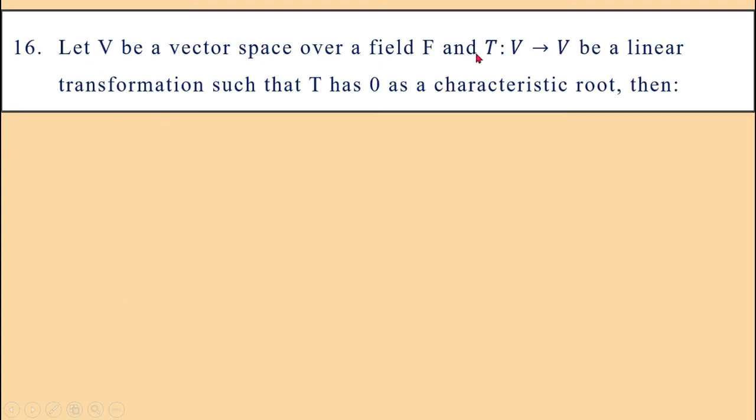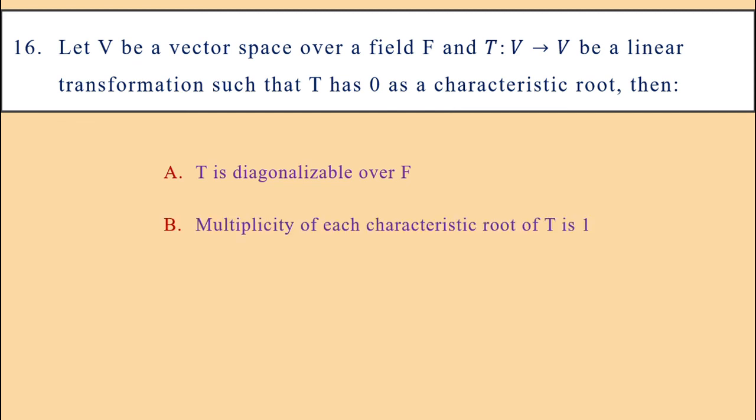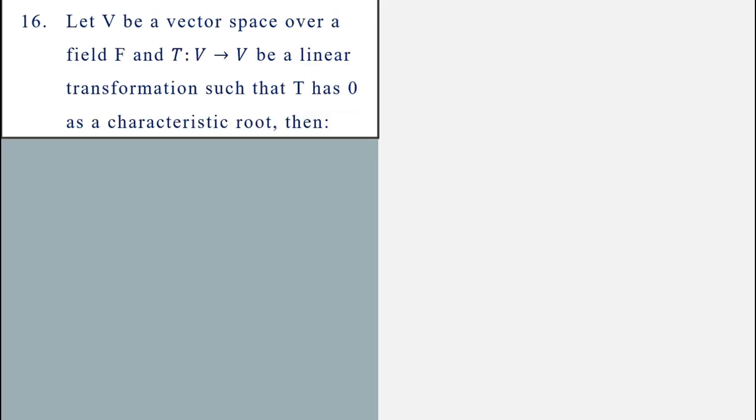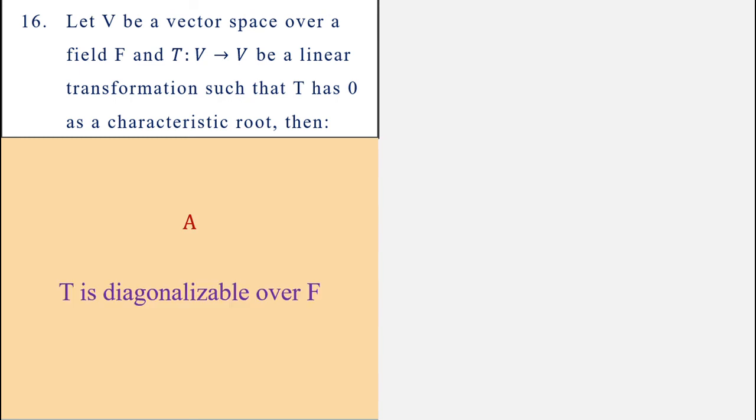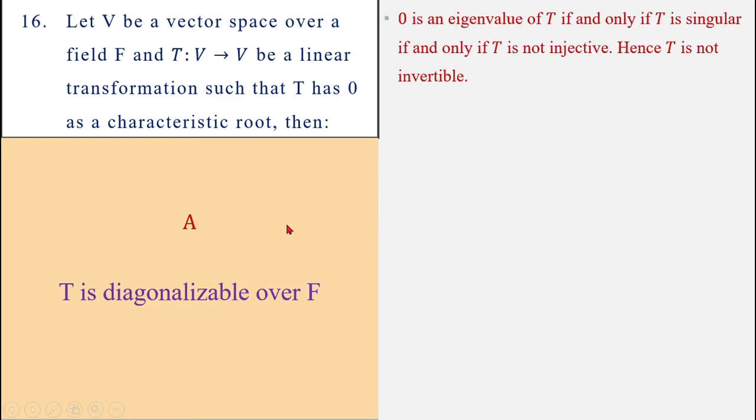Next question. Let V be a vector space over a field F and T from V to V be a linear transformation such that T has 0 as a characteristic root. Then the first option is that T is diagonalizable over F. Second option is the multiplicity of each characteristic root of T is 1. Third option is T is invertible, and the fourth option is T is nilpotent. The correct option is C, T is invertible.